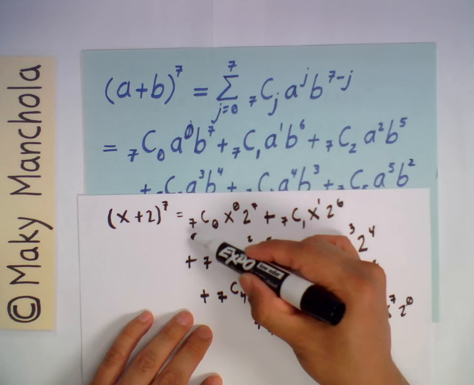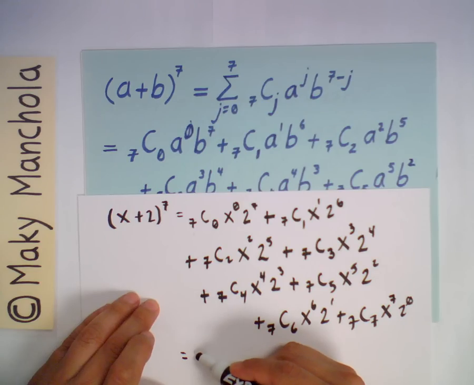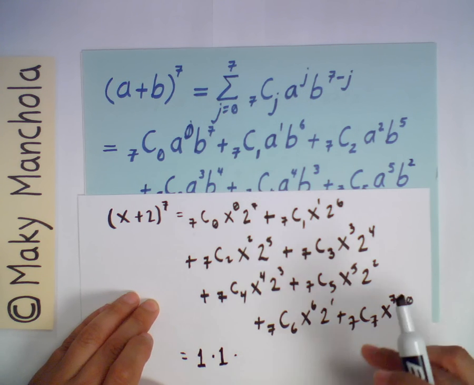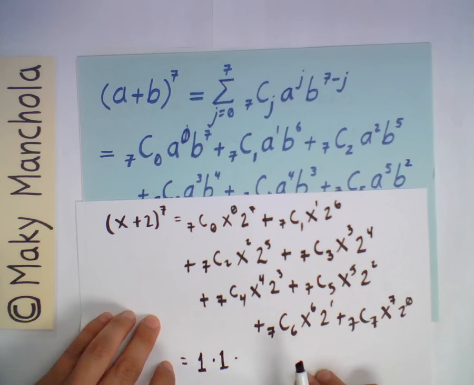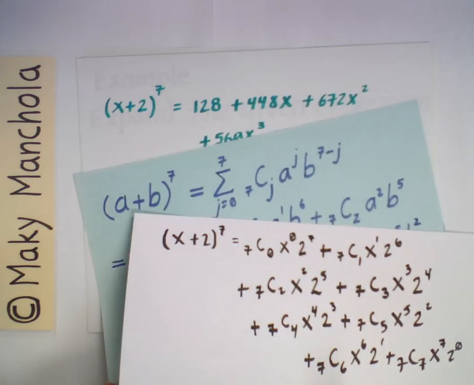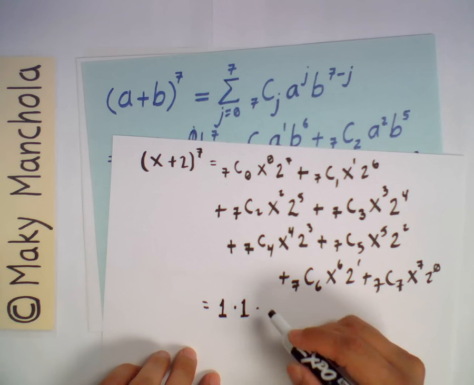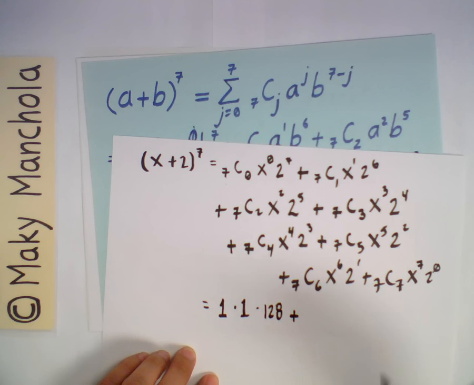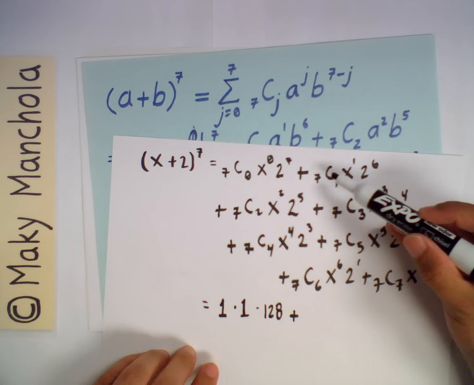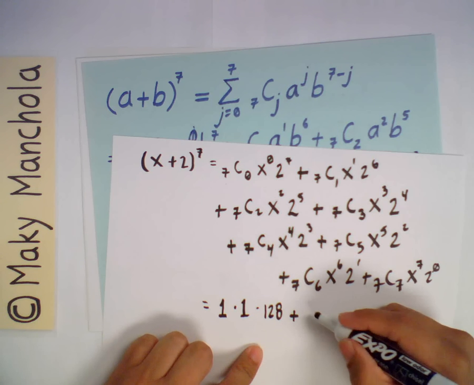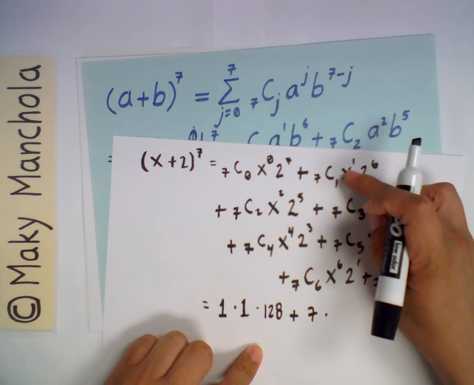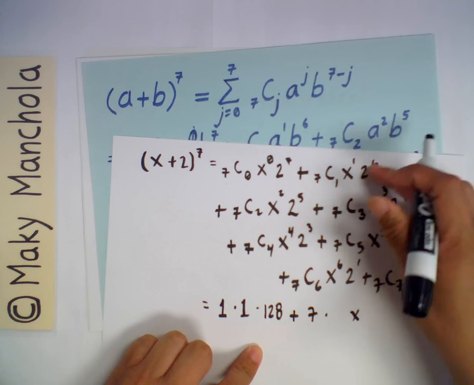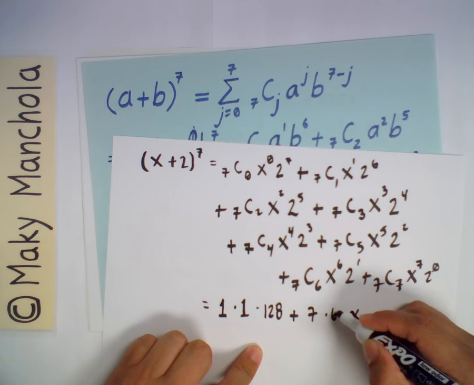And then what is 7 choose 0? 7 choose 0 turns out to be 1, times x to the 0 turns out to be 1, times 2 to the 7. If you calculate 2 to the 7th, you end up getting 128, plus, let's do a couple more here. 7 choose 1 will turn out to be 7, times x to the first will be x, and then 2 to the 6 will be 64.